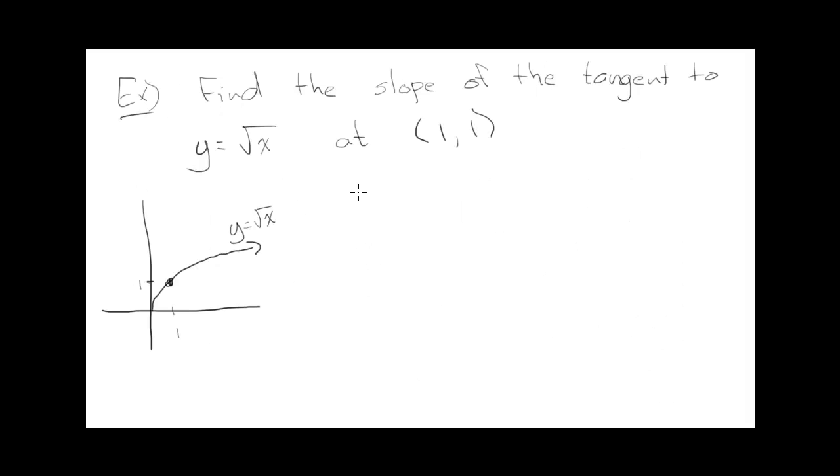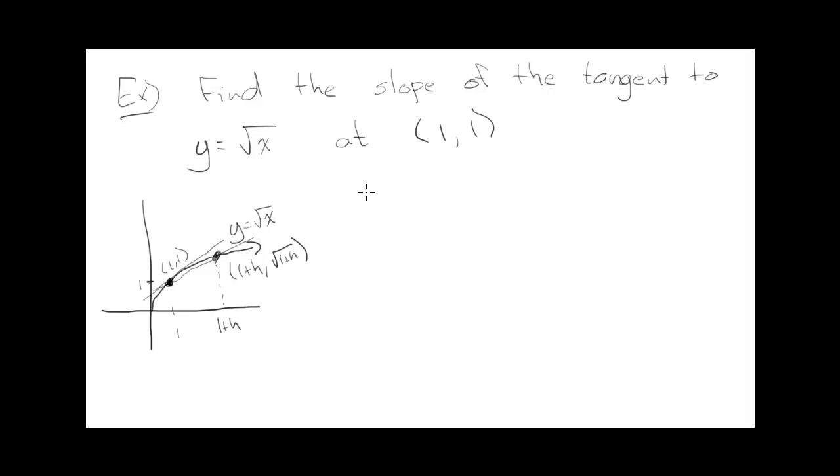Okay, so here's our example. We're going to find the slope of the tangent to the curve y equals root x, so that's this one right here, at the point 1, 1. So that's at this point. So we want the slope of that tangent. So we're going to do the same thing. We're going to take another point and look at the secant, but instead of calling it x, we're going to call it 1 plus h. So the coordinates of this point's 1, 1.